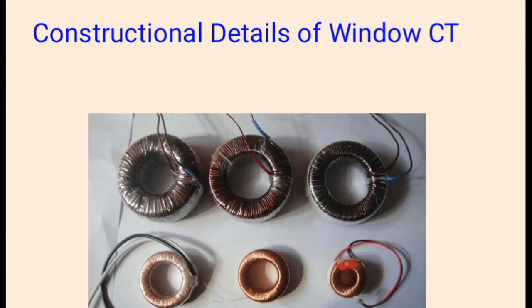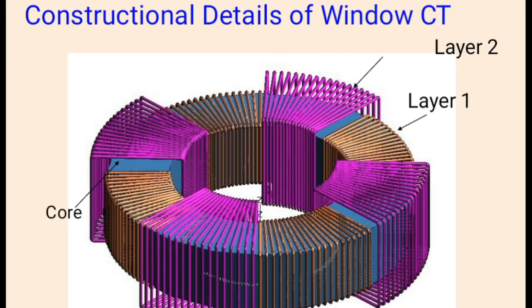Construction details of window type CT. These are the window type CTs. You can see in power panels or control panels, these are used to step down the currents. In RYB 3 phases, we are connecting these 3 CTs in 3 phases to measure the current. Construction details: layer 1, layer 2, core. In another video I will explain the construction of CT and PT.